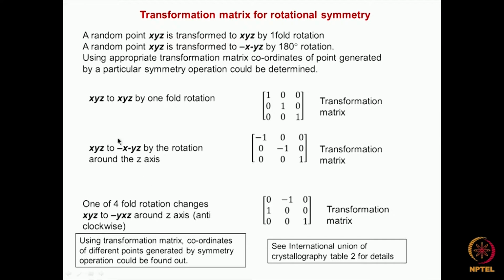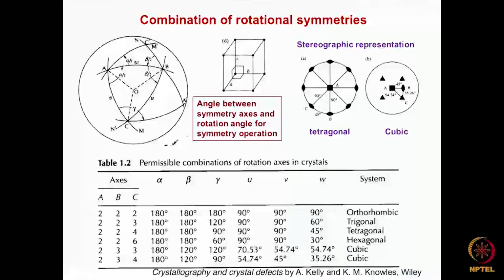Here, for different operations, this is the matrix for a one-fold rotation. If it is a 2-fold rotation, then this is the type of transformation matrix which we will use. If it is a 4-fold rotation, then this is the sort of transformation matrix you have to use. But we also have to define whether it is a clockwise rotation or an anti-clockwise rotation. That is also very important. With this, we have looked at the various types of rotations which are possible and how they are represented.